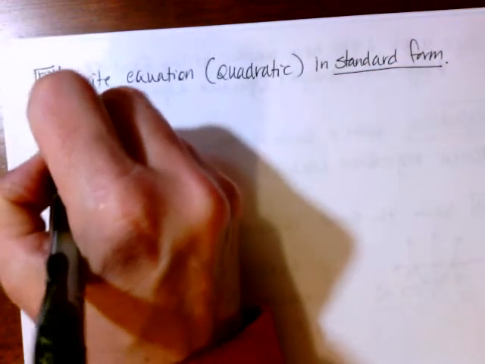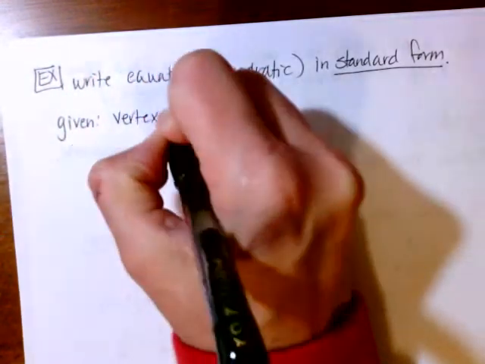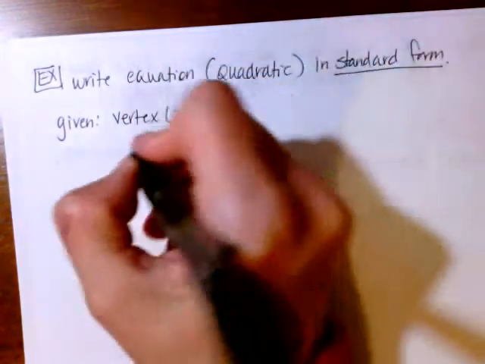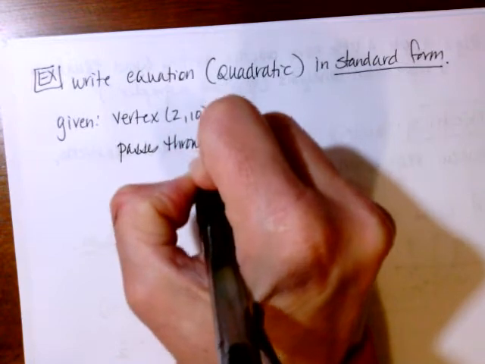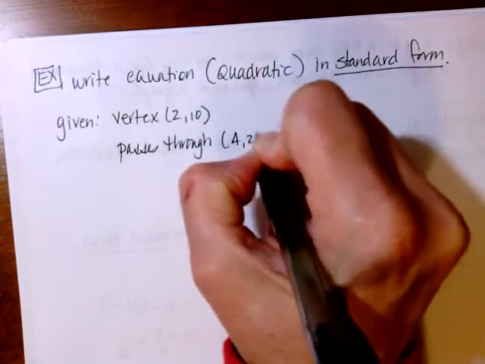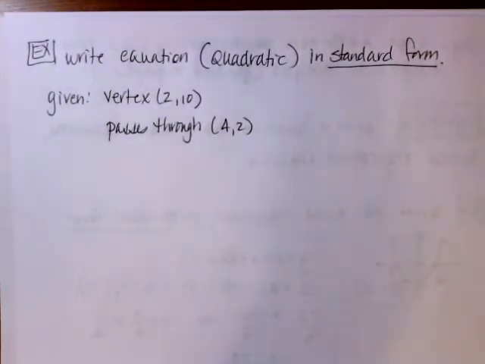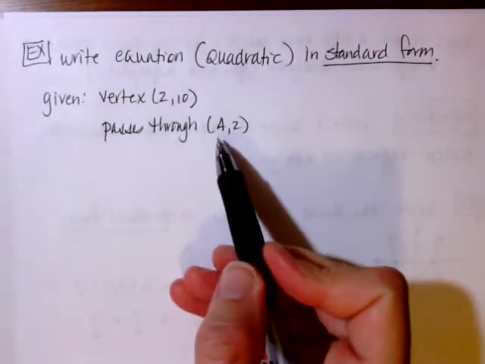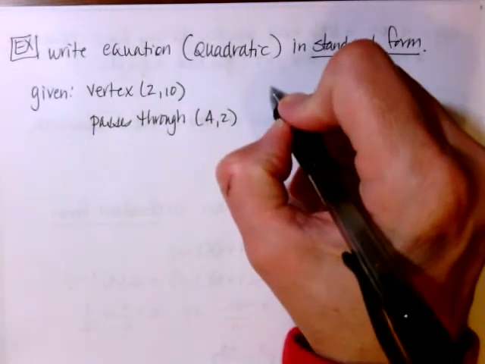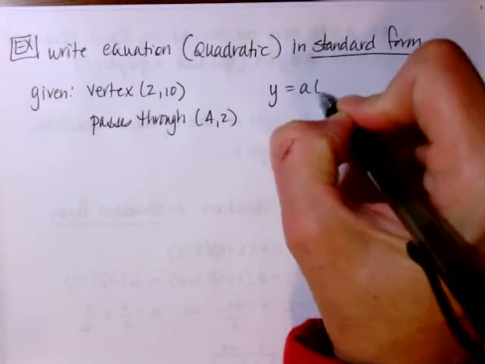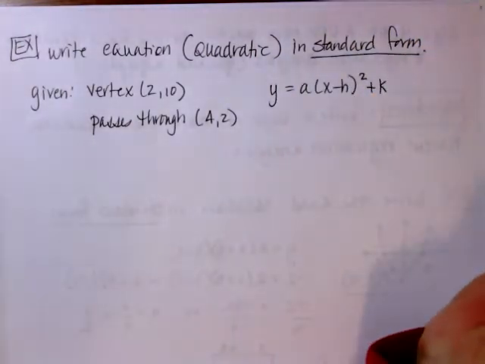In this one, you're going to be given that the vertex is (2, 10), and I know that it passes through the point (4, 2). So there's the information about my graph. Since they gave it to me in vertex form and then it passes through a point, I'm actually going to start writing my equation in vertex form. So I know y is equal to a times (x - h) quantity squared plus k.